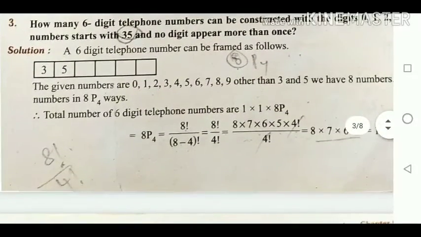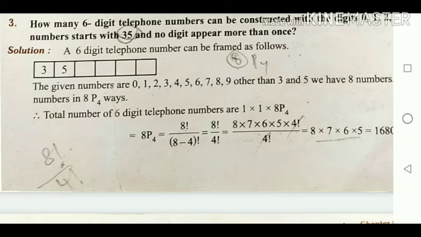Then the third one: how many 6-digit telephone numbers can be constructed with the digits 0, 1, 2 and so on, starting with 35, and no digit appearing more than once? Here the number of digits in the telephone number is 6. A 6-digit telephone number can be formed as follows: 3, 5. The first 2 digits are given as 3 and 5. The given digits are 0 to 9, other than 3 and 5, because 3 and 5 are already written in the lakhs places.